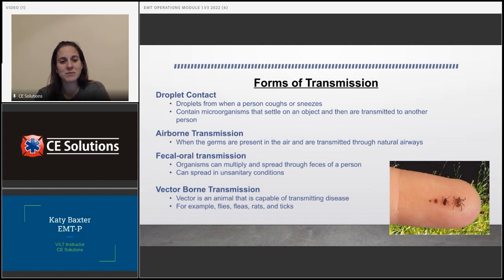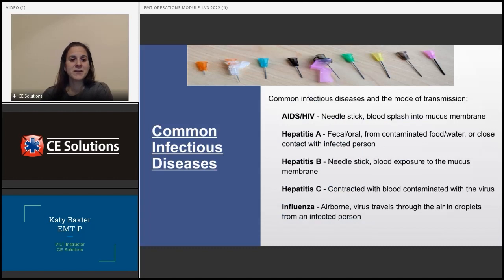Vector-borne transmission: a vector is an animal that is capable of transmitting diseases, fleas, rats, ticks, big ones. And I put this picture up on this slide for ticks. Look how tiny some of those ticks can be. Lyme disease is more prevalent in the Northeast, but it can be found anywhere.